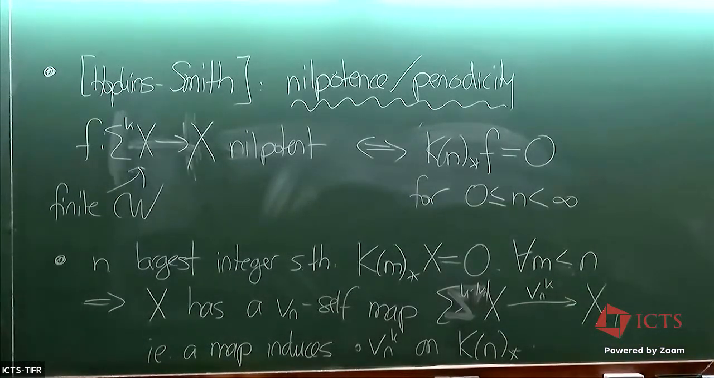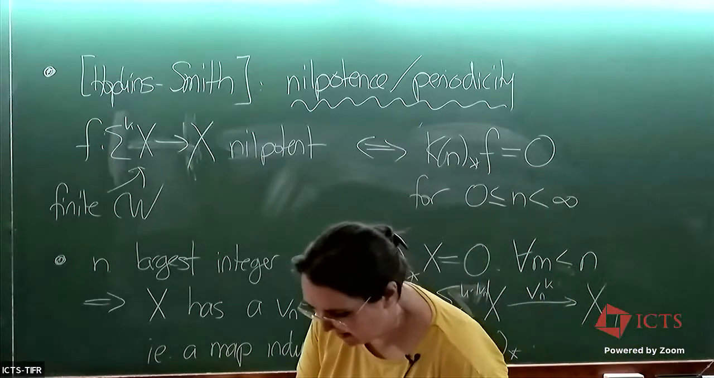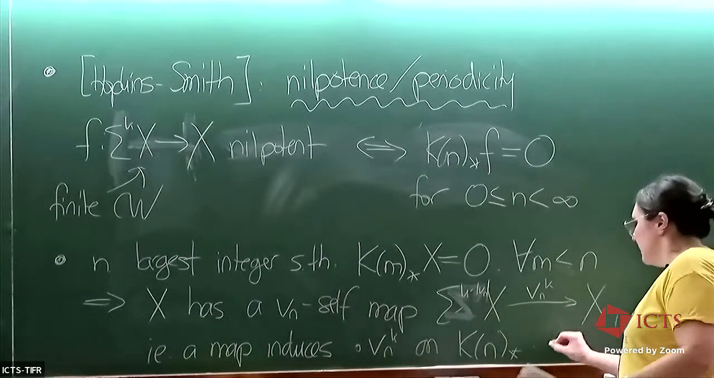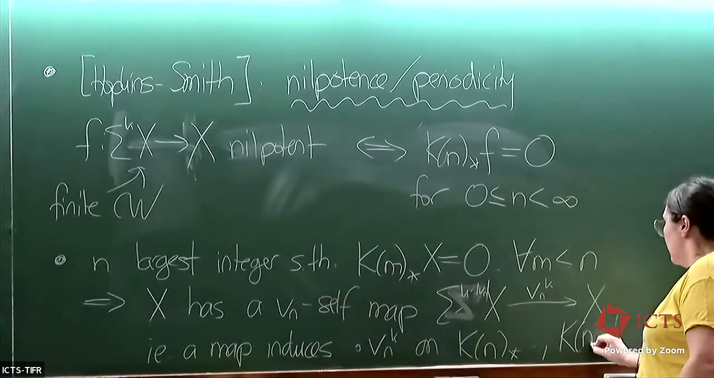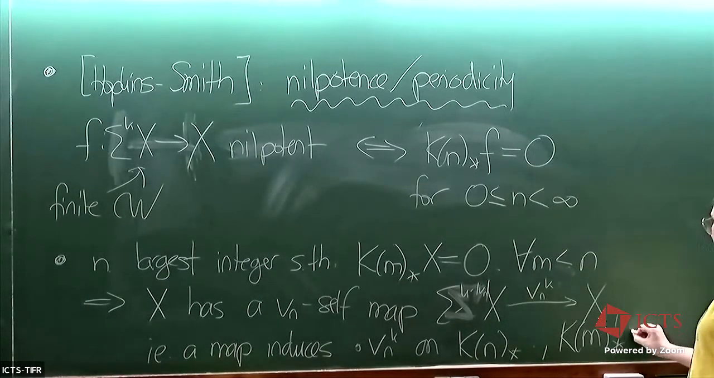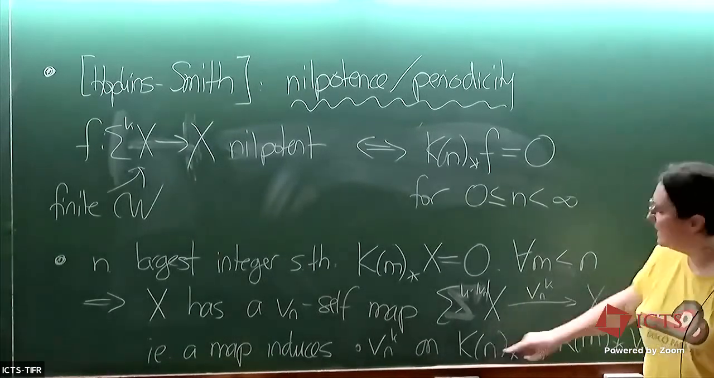And we've already seen the V1 self map on the mod p Moore spectrum. But one can generalize that. And as I said, and I should also say, that's for any m greater than n, this one is 0. So it just speaks to the Kn and none of the others.